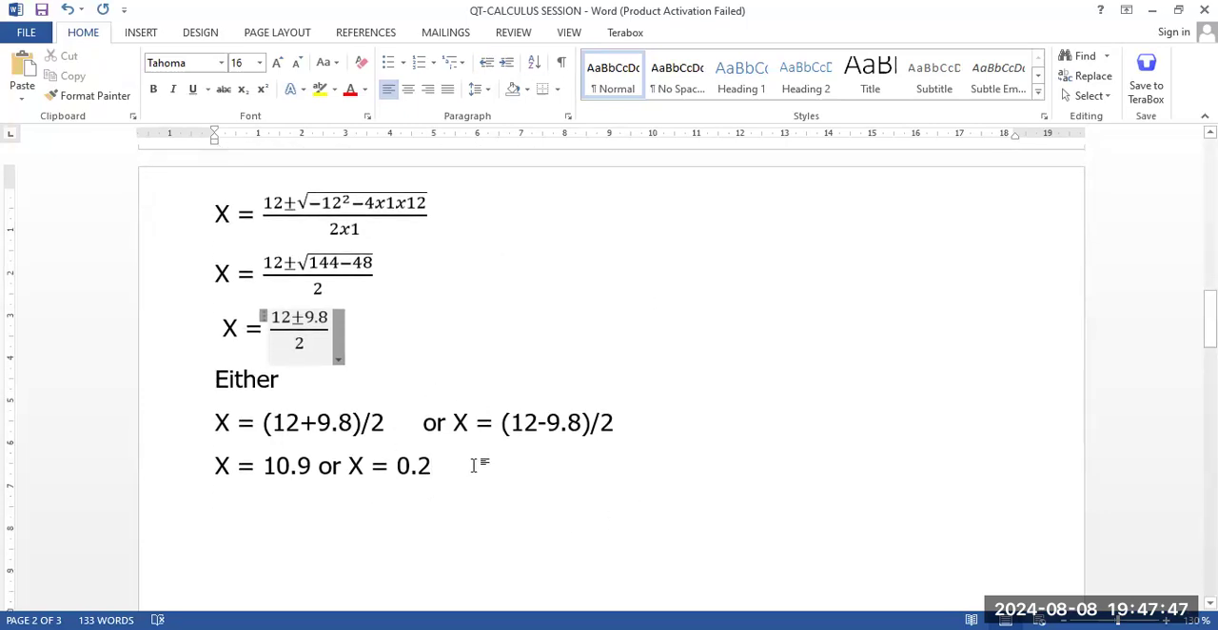Dixon, that's what you have? X2 is 1.1. X2 is 1.1. 12 minus 9.8, then divided by 2. This is 1.1.